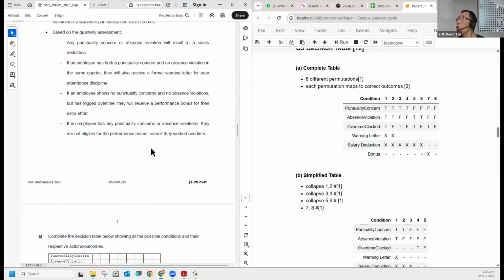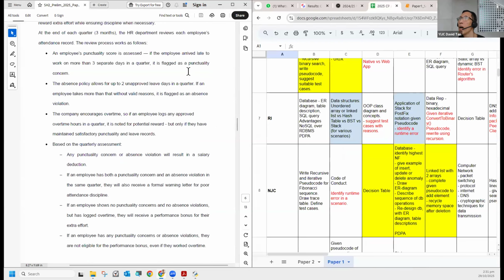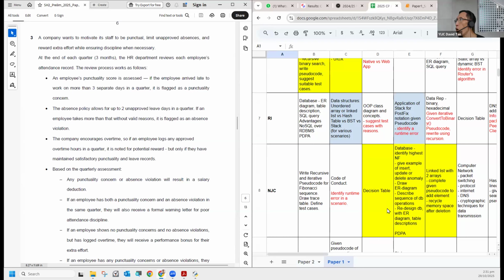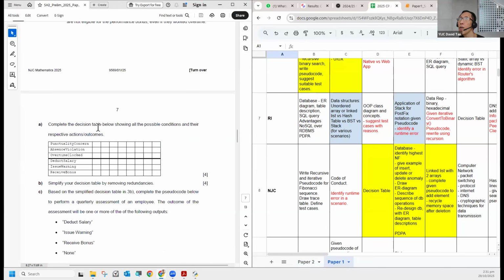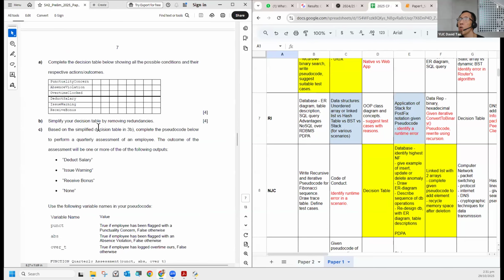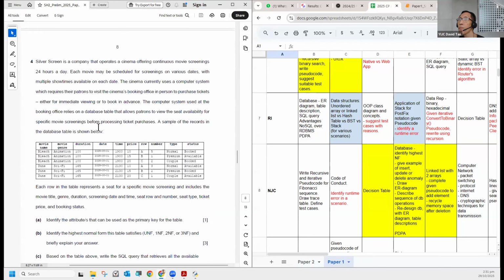Okay, so let's go to question 4. Question 4 is a database question. I highlighted it here for two reasons. One has to do with the anomaly. The second one is the redesigning of the database. So let's take a look at question 4, which is over here.